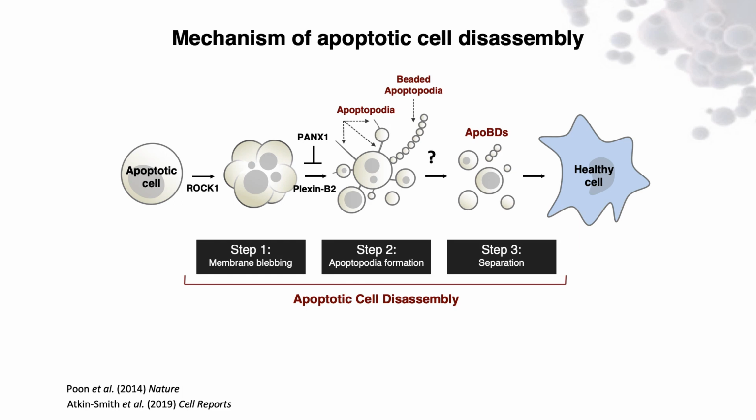And recently, we've also identified a transmembrane receptor called plexin B2 that plays a key role in the formation of the beaded apoptopodia that I mentioned before for monocytes. And part of the talk today, I'll focus on another new regulator of this particular step.